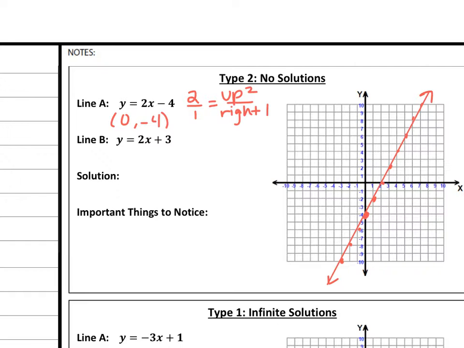And then the next one, again, has a slope of 2 over 1. So up 2, right 1, and a starting point of 3 on the y-axis. So go to positive 3 on the y-axis and go up 2, right 1. And they're both positive. The slopes are both positive.